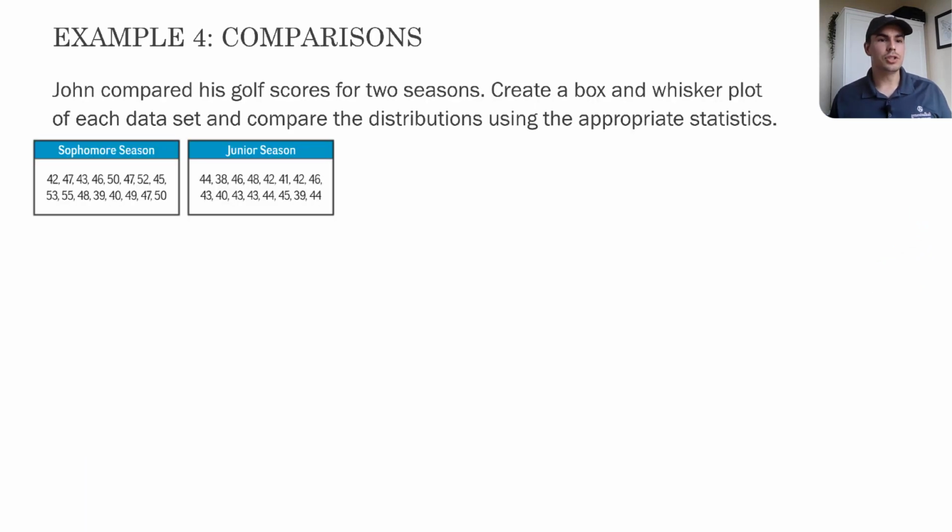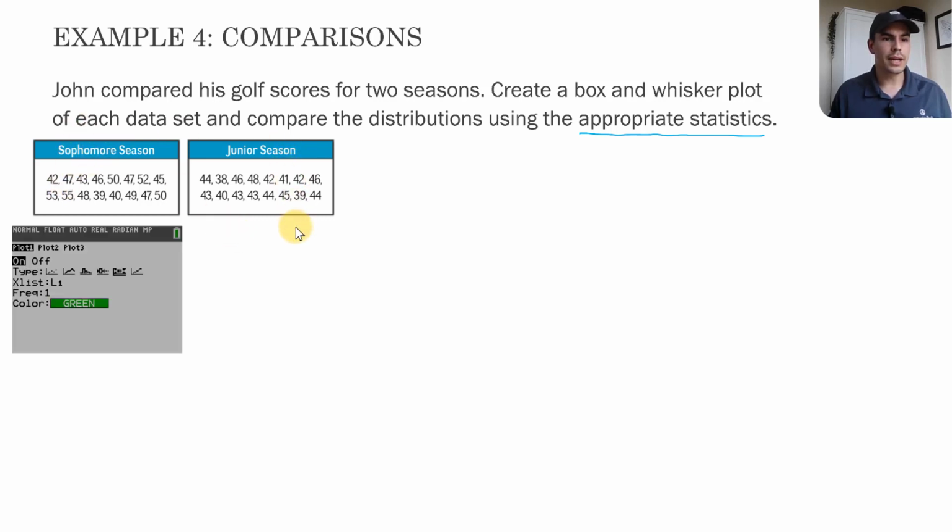All right, last example here. John compared his golf scores for 2 seasons. We're going to create a box and whisker plot of each data set and compare the distributions, again, using the appropriate statistics. So you can go ahead and input these into your list. So you have a sophomore season and a junior season. And then you're going to create histograms.